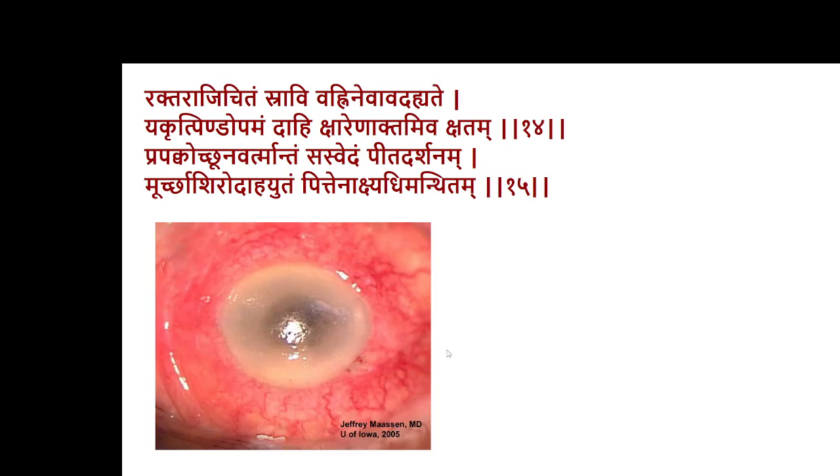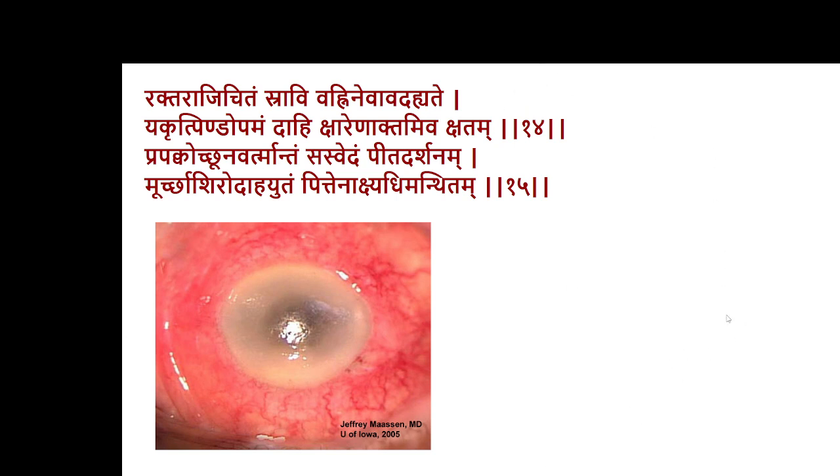Then Raktaradichitam Sravi Vanina Iva Avadashyate, Yakut Pindopum Dahi Ksharena Aktam Iva Kshatam, Prapako Uchuna Vatmantam Samsedam Pitadarshanam, Murcha Shirodahitam Pitena Akshay Adhimantam. The Pittaja Adhimantha, or endophthalmitis with some better grade, may not be exactly the same type of grades which we see, but where the signs of inflammation are more conspicuous, vascular changes are more conspicuous, they are considered as the Pittaja Adhimantha.